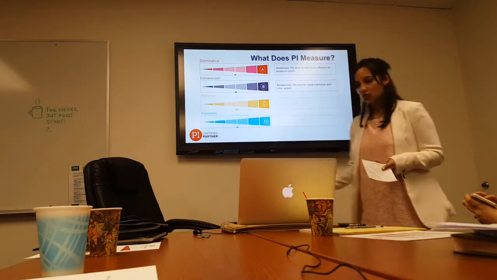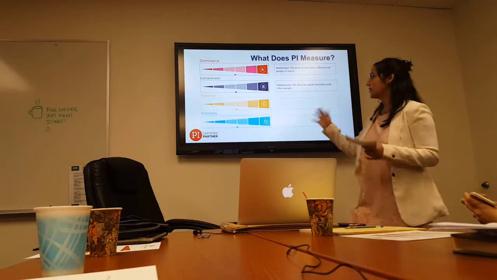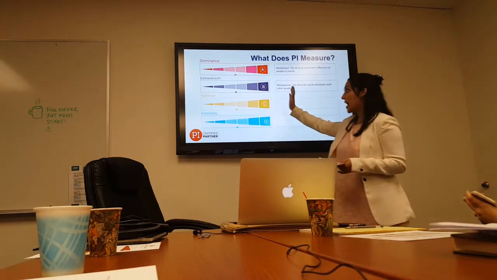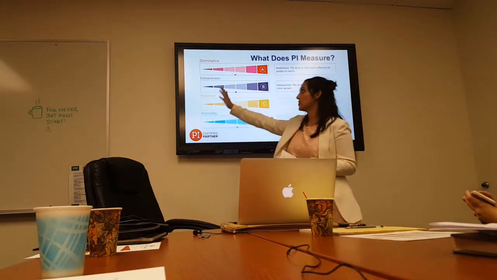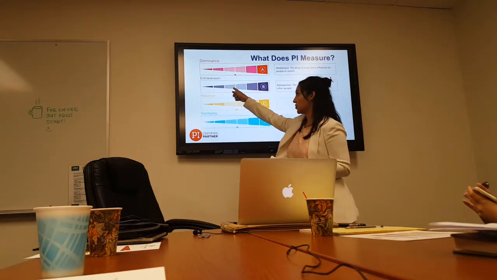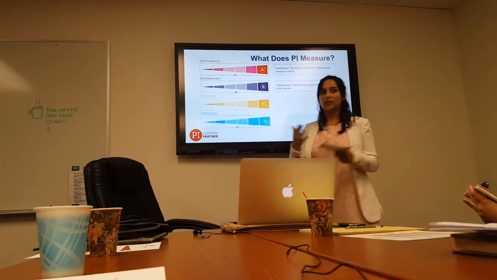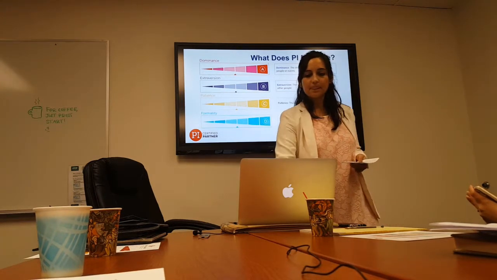Factor B is what we call extraversion, the drive for social interaction with other people. Generally speaking, folks on the high side tend to be more extroverted, those on the low side tend to be more introverted, and again, it's all on a spectrum, so it's not like this person's an introvert and this person's an extrovert. It all varies depending on the relationships and the nature of it.